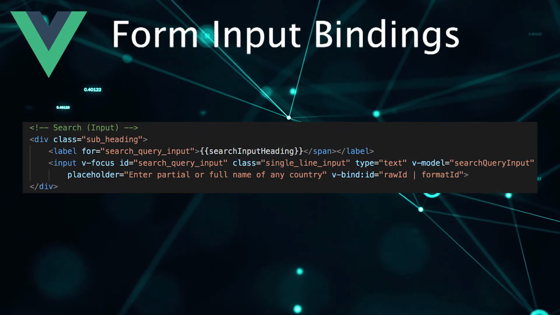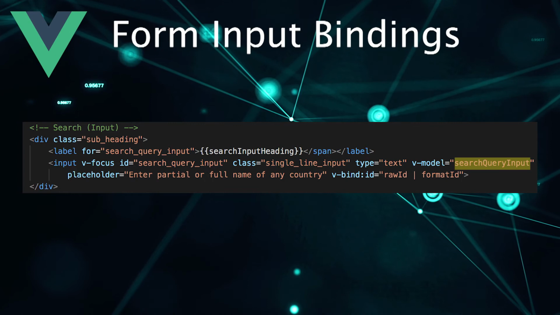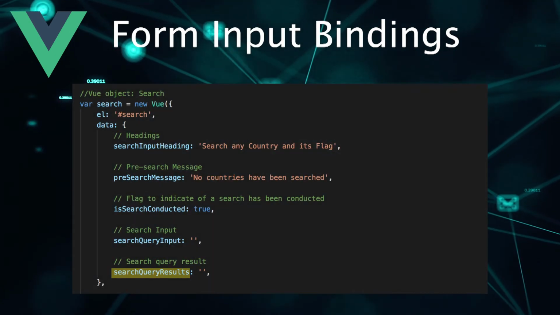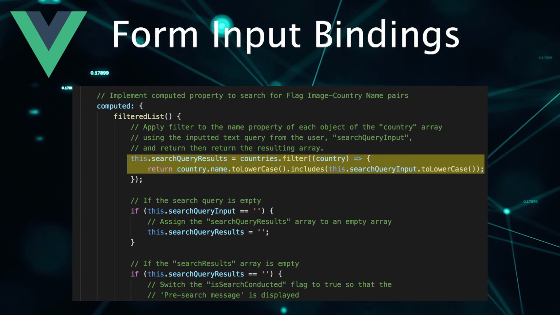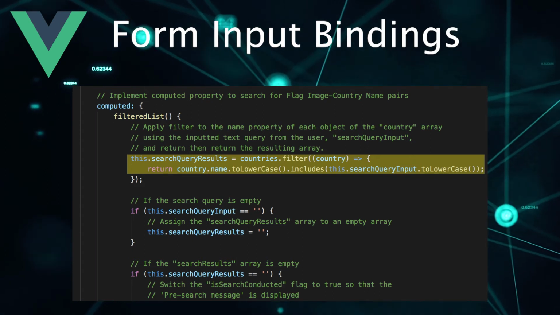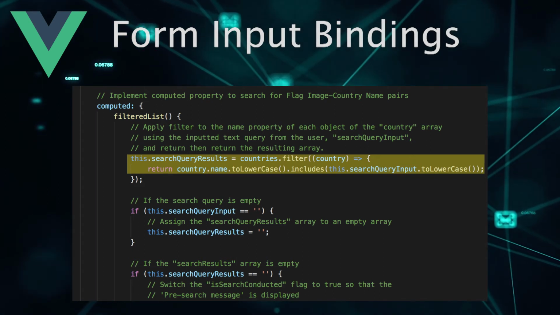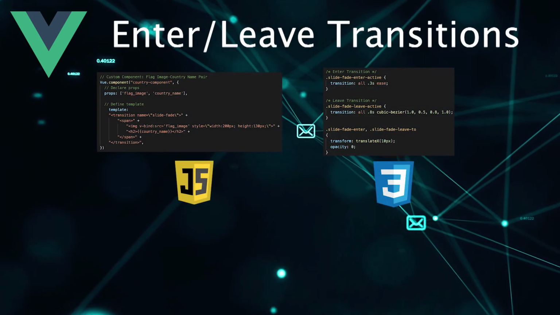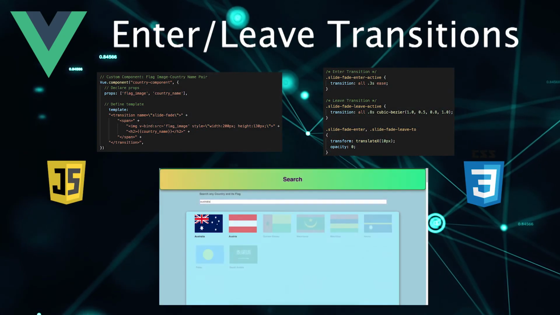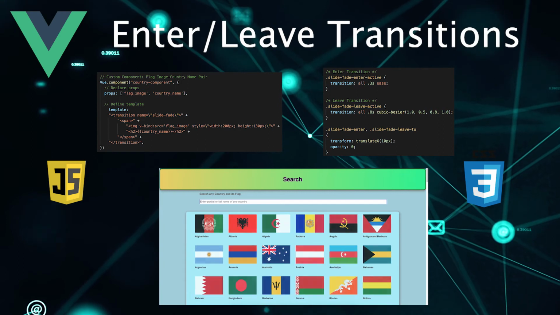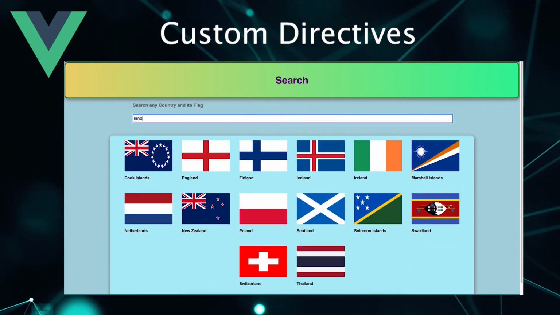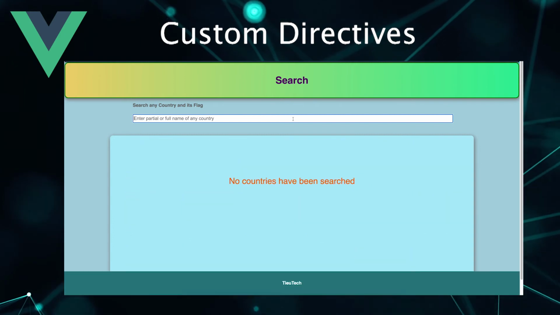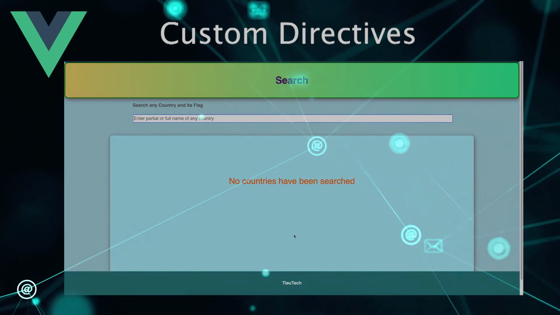The search page utilizes form input bindings to send user query strings to the view instance, where they are then subject to a filter in the computed property of the instance to create an array that would be used to render the flag image country name pairs to the page. Furthermore, enter and leave transitions are used to animate the entering and leaving of the flag image country name pairs to and from the page. The search page also uses custom directives to automatically focus on the input element upon the loading of the page.